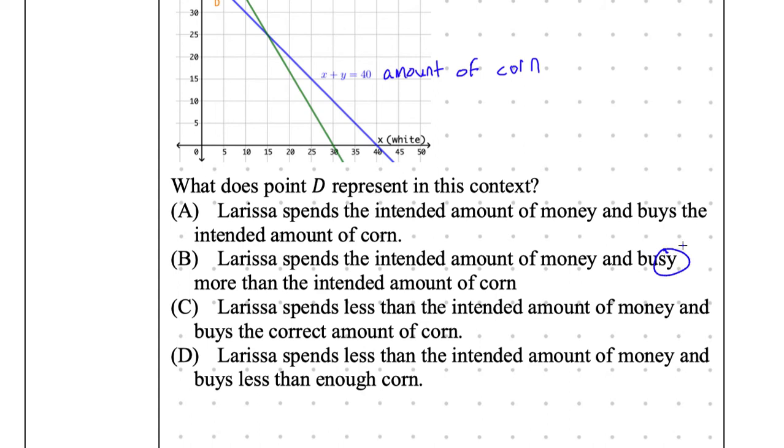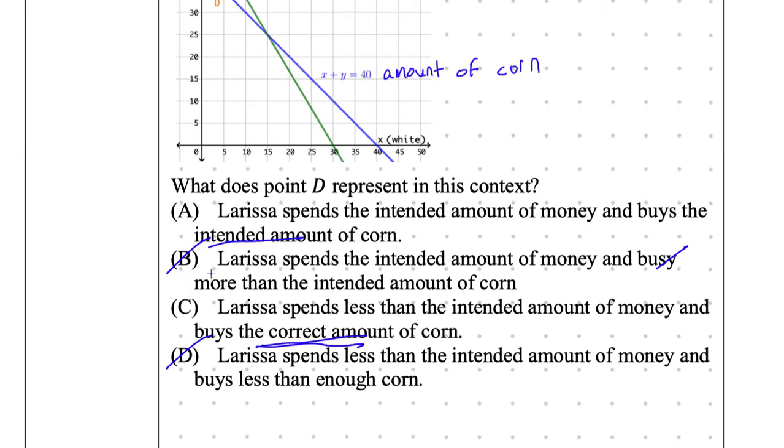There's a typo again. Oh my gosh. Please remind me to give you XP, guys. I do this too fast. Buys more corn. No, buys the correct amount of corn. That's what we're looking for. So it's not B, and less than the amount of corn. Okay, so both A and C says we have the correct amount of corn. Intended amount of corn, correct amount of corn.